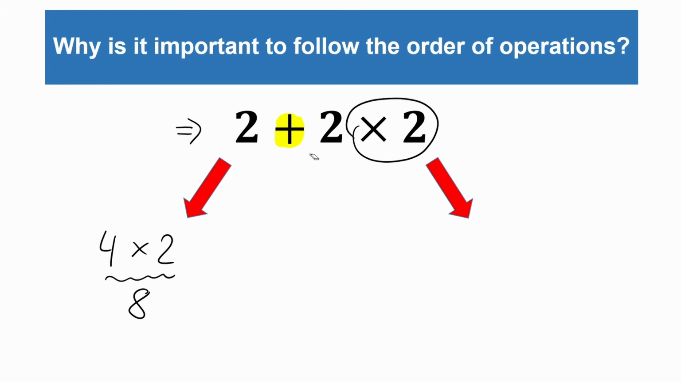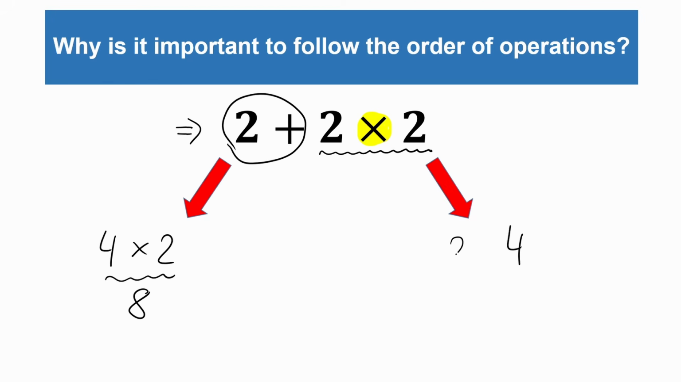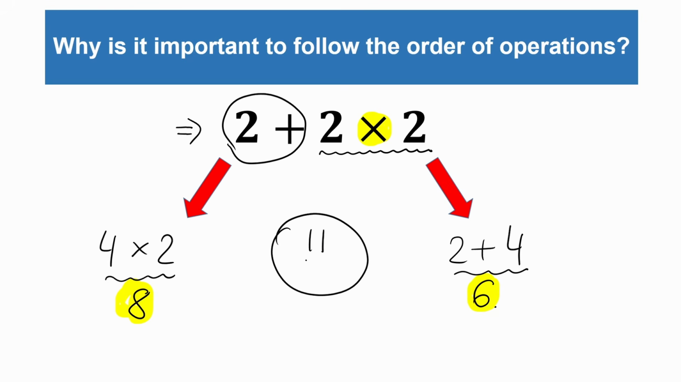And another group of people, so let me just erase all of this stuff, may be thinking, okay, we have multiplication and addition right here, so maybe we need to start with multiplication first. So they say, okay, 2 times 2 equals 4, and from the left side they have 2 plus, so we have 2 plus 4. And as you can see, this is the easiest question you've ever seen, because we have 2 plus 2 times 2, but on the left side we have 8 as the correct answer, and on the right side we have 6 as the correct answer. So what makes all the difference in the world is the order we do that problem.